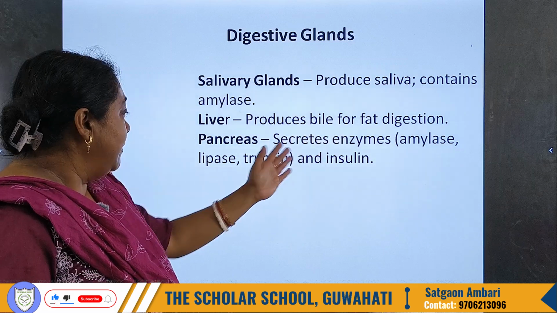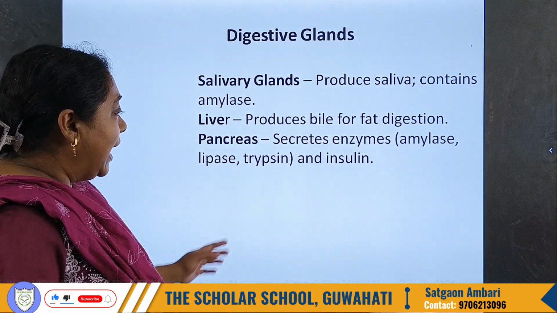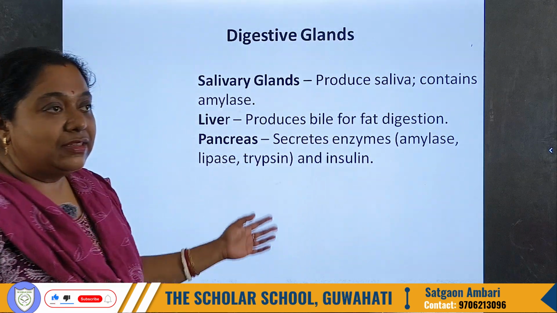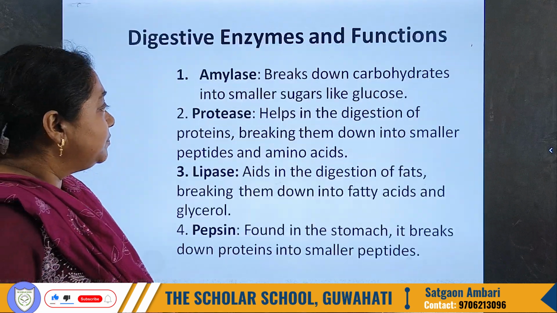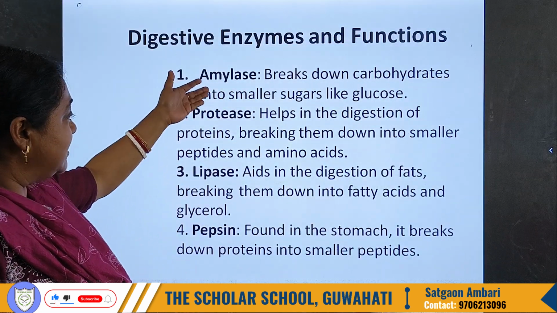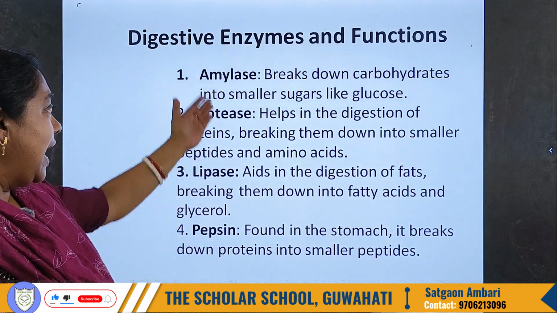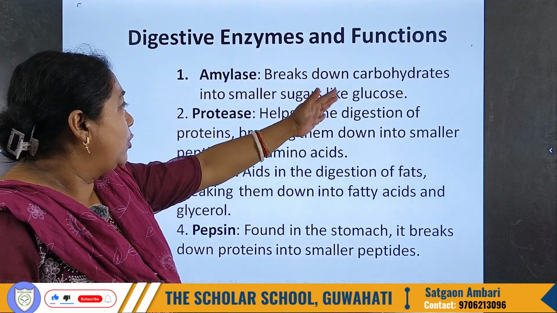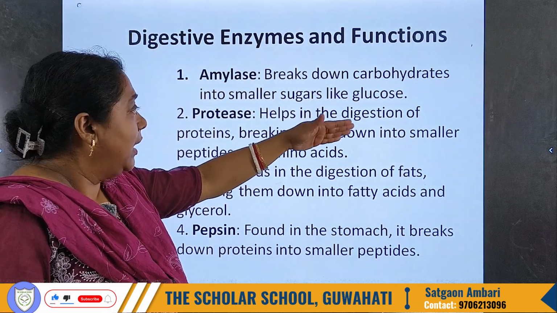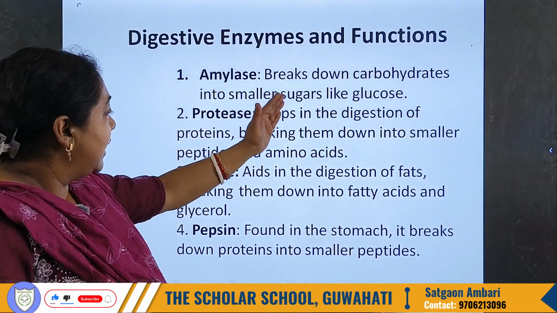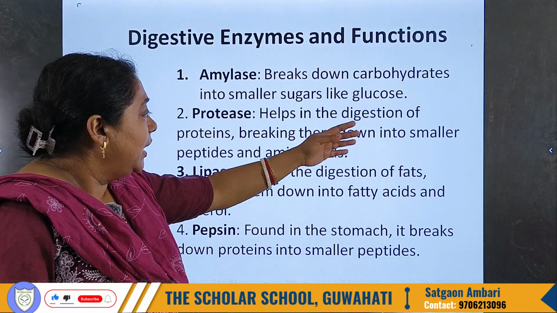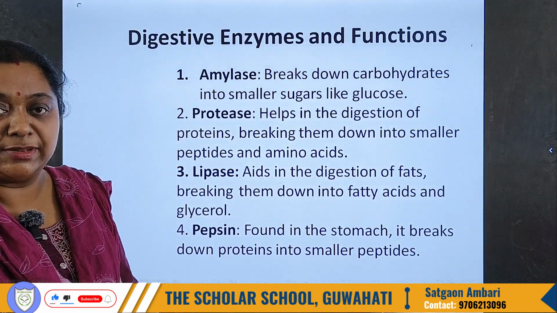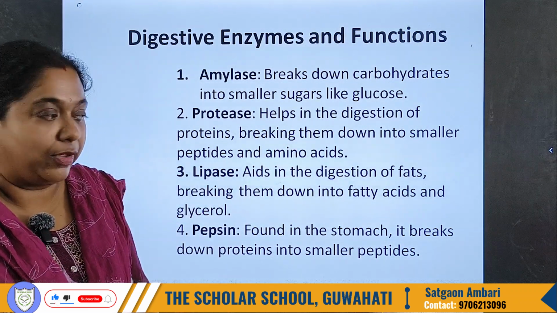For example, amylase, lipase, trypsin, and also insulin. This insulin is a hormone which is used for some other purpose. So different enzymes and their functions are given. Amylase breaks down carbohydrate into its smaller form. Then protease helps to digest the protein and break it into its smaller form, that is the peptides, and finally the amino acids.